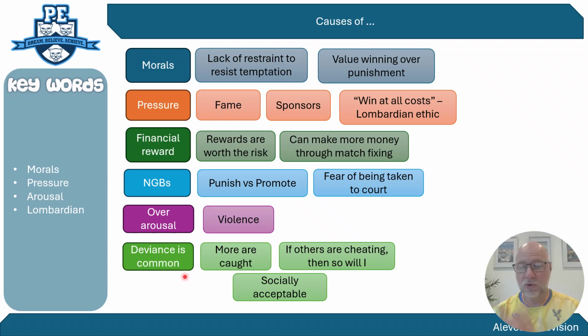The next bit is that deviance is more common. The commonality of deviance is a cause of people being deviant, because it's socially acceptable in society as well as in sport. People are breaking the rules and breaking laws outside of sport, and it's an accepted thing. More and more sports people are being caught, so that proves and underpins the fact it is so common. If players see other people cheating, then they will cheat themselves, because others are doing it and maybe getting away with it, so it's a perpetuating cycle.